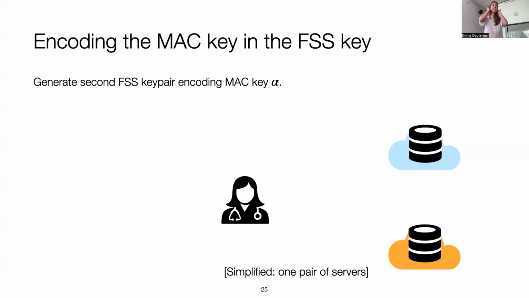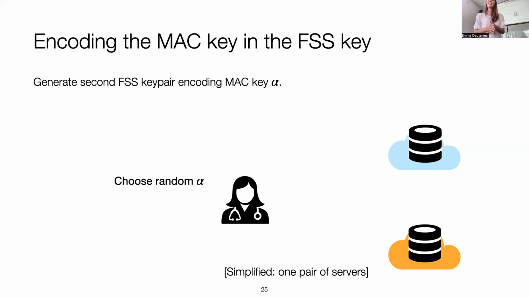Okay, so our idea is to actually encode the MAC key directly in the FSS key itself. So instead of just generating one FSS key pair or one logical FSS key pair, I'm just going to show this for one pair of servers. You would actually repeat this for all 3 pairs of servers. Just makes the arrows a little bit simpler.